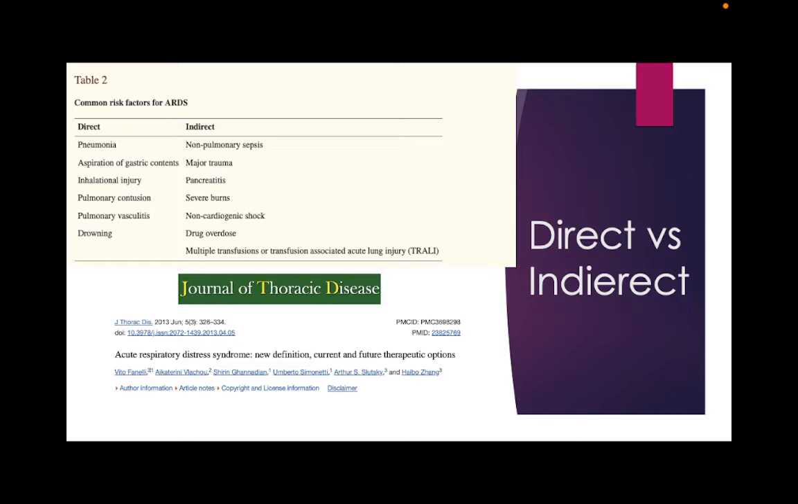Pulmonary vasculitis, drowning. Then you have indirect causes: sepsis, major trauma, pancreatitis. Pancreatitis is really good at causing ARDS. It's got a unique talent that way. Burns, so not airway burns, burns to the rest of the body, but just the body's inflammatory process bringing it on. Non-cardiogenic shock, drug overdose, transfusion, TRALI.